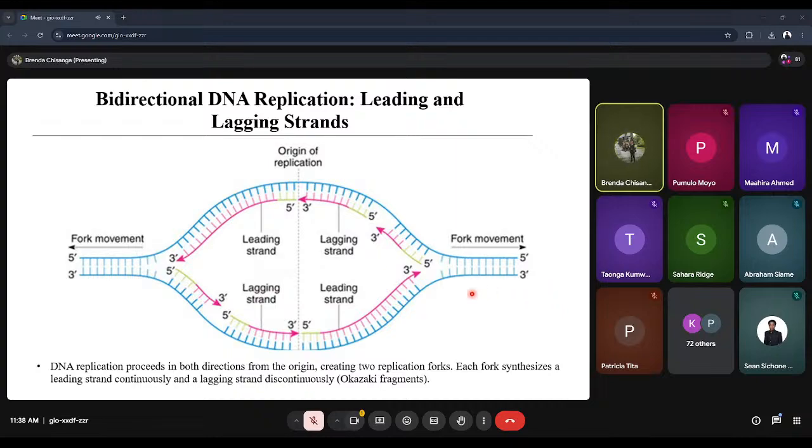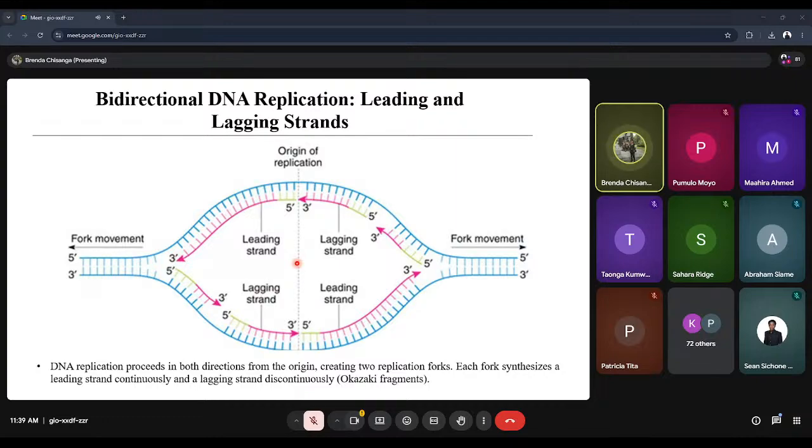In short, at each replication bubble, and by bubble at this point we know the region that has been unwound and we have active replication, we're going to have two replication forks. Those replication forks are going in opposite directions. We can clearly see this fork is going in this direction, this fork is going in that direction. The origin was here. So this is where you start unwinding. So as you unwind, obviously, both ropes will be opening in opposite directions.